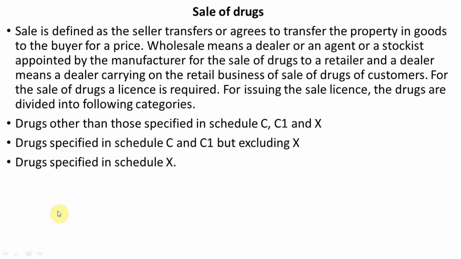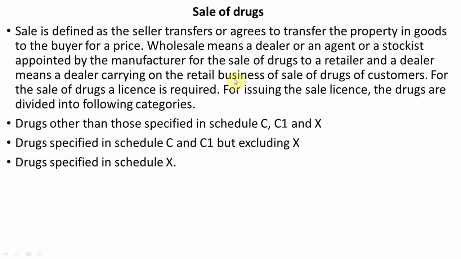Next, the sale of drugs. Sale is defined as the seller transfers or agrees to transfer the property in goods to the buyer for a price. Wholesale means a dealer or an agent or stockist appointed by the manufacturer for the sale of drugs to a retailer. And dealer means a dealer carrying on the retail business of sale of drugs to customers. For the sale of drugs, a license is required.